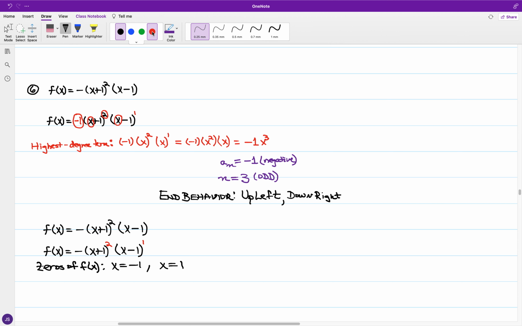And regarding the multiplicity of each zero, negative 1 stems from x plus 1 to the second, and 1 stems from x minus 1, which is of first degree. In terms of whether the graph is going to cross or touch the x-axis, negative 1 has a multiplicity of 2, and if the multiplicity is even, then the graph is just going to touch the x-axis. So it's going to touch at x equal to -1.